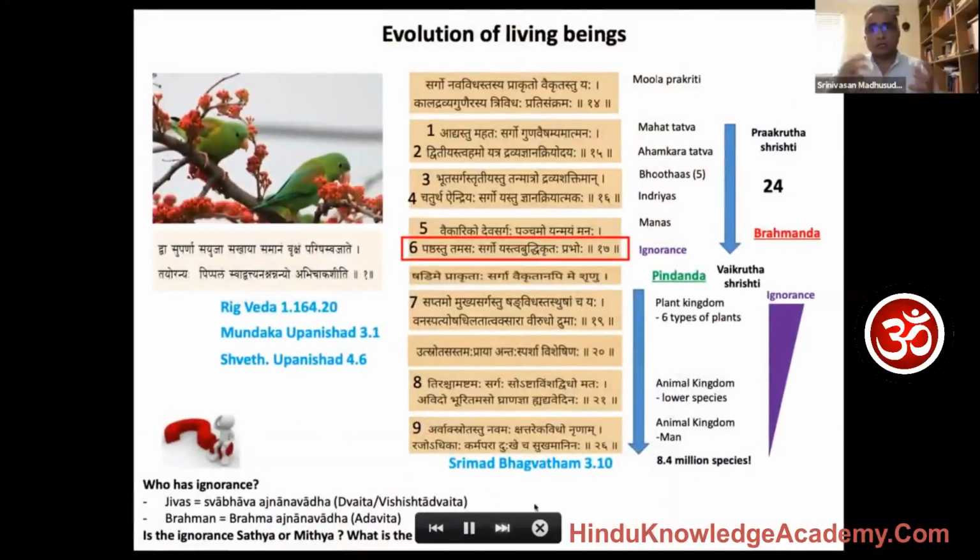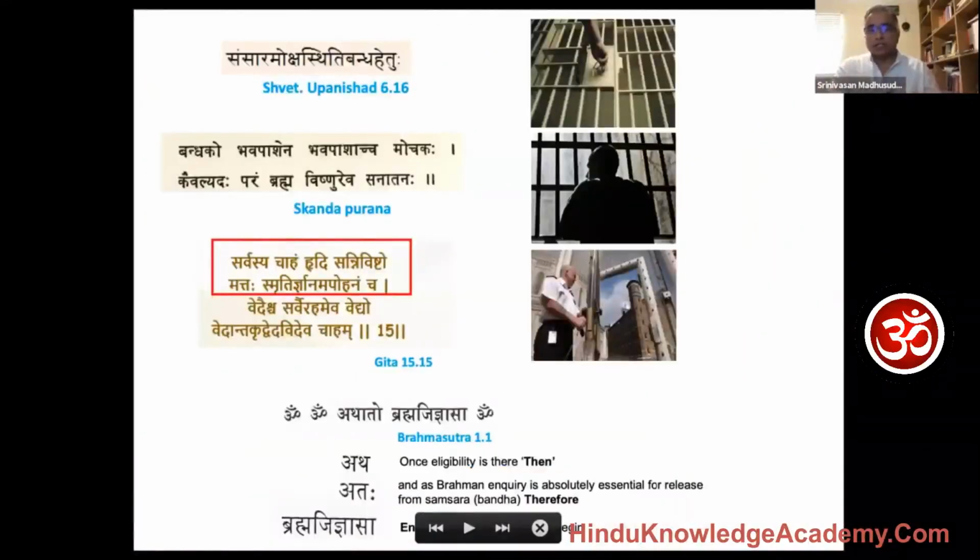Bandha means bondage. Now, samsara, moksha. Samsara means bondage in samsara. Moksha means release from this bondage. So this Upanishad clearly is telling us that it is the Deva or the Brahman himself who is responsible for putting us into this bondage. Now, on the right side, I give a bit of an analogy of a prisoner going into a prison. So he is locked up in a cell, and the person who has locked him up holds the key.